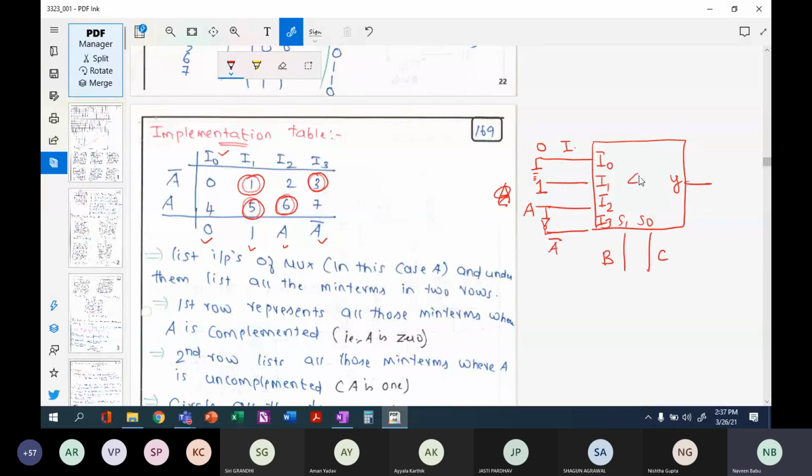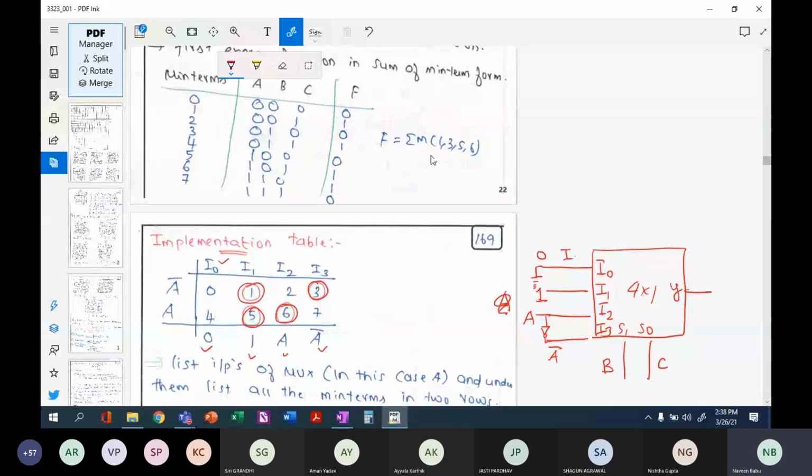So you get your output. This 4x1 multiplexer will implement the given required function, which is 1, 3, 5, 6. Let us assume that I am going to give an input of 110. So BC corresponds to 10 and A corresponds to 1. Let us see if it works or not. It has to be 1. If this is 10, what will be my select lines? 10 corresponds to I1, and I1 is having 1 here. So the output will be 1.